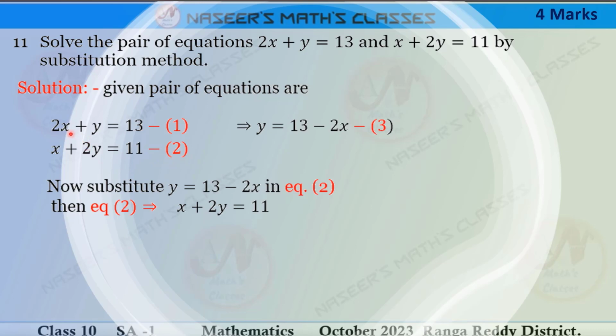Now we transpose 2x and then we write y is equal to 13 minus 2x. Let this one be equation 3. Now we substitute y is equal to 13 minus 2x in equation 2.